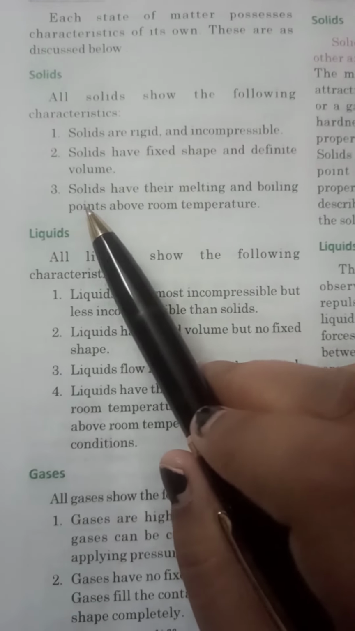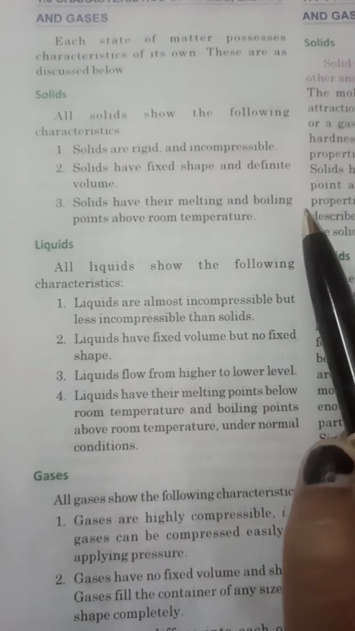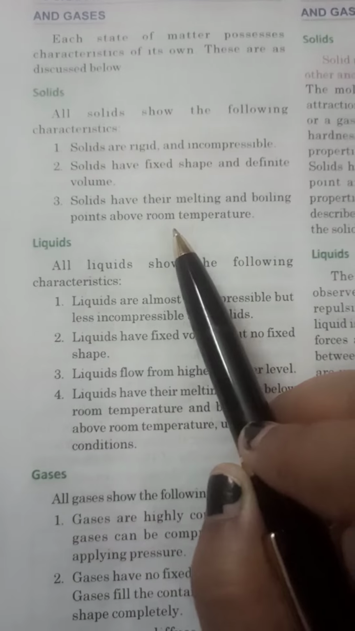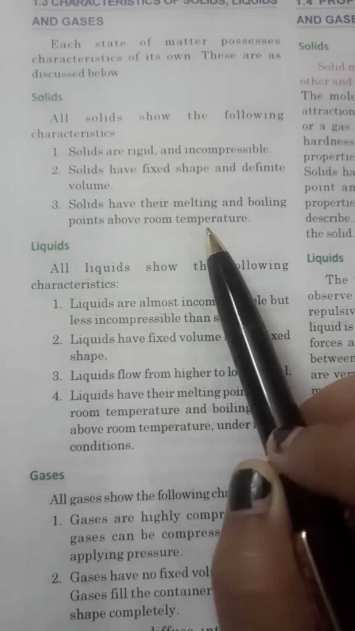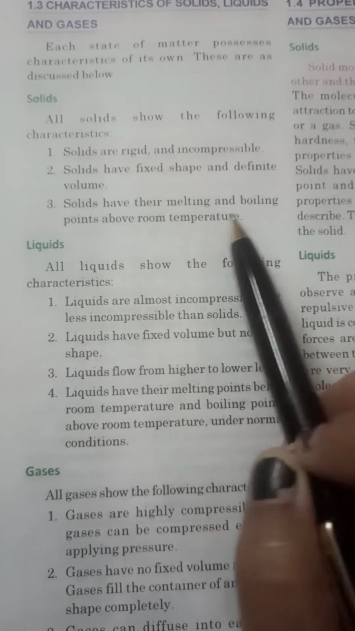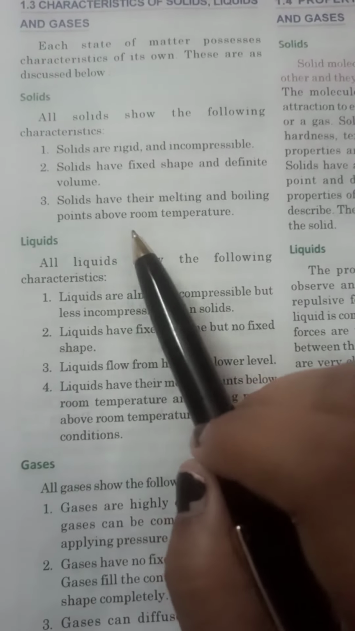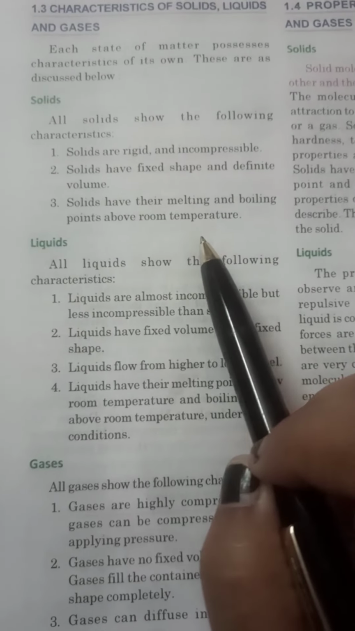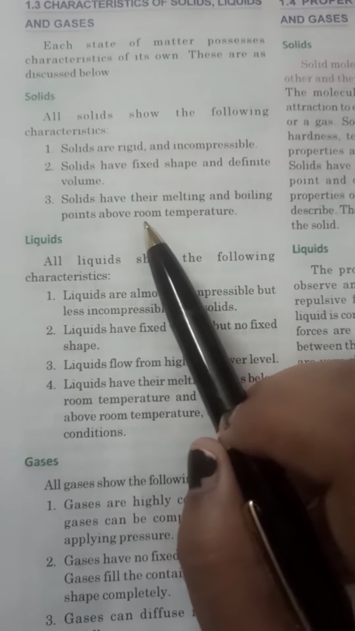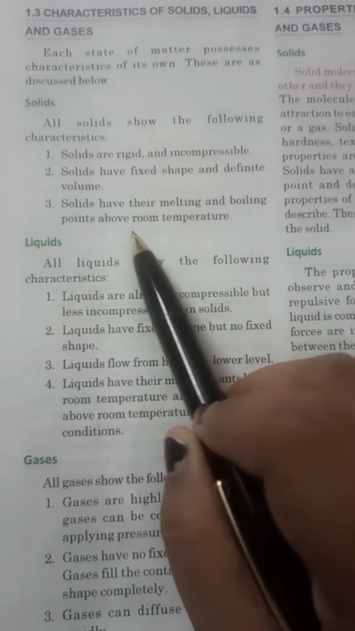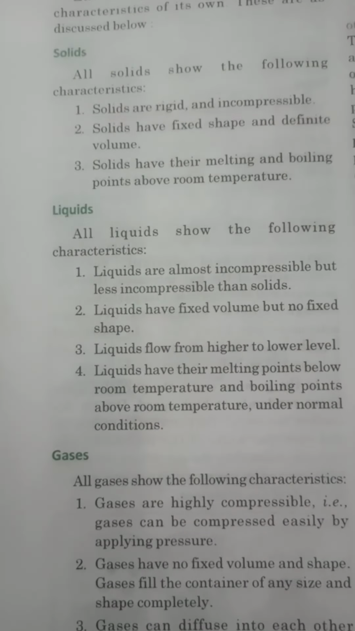Then third one is solids have their melting and boiling point above room temperature. It means their melting point and boiling point are not at normal temperature. The boiling point and melting point are above room temperature, above normal temperature.